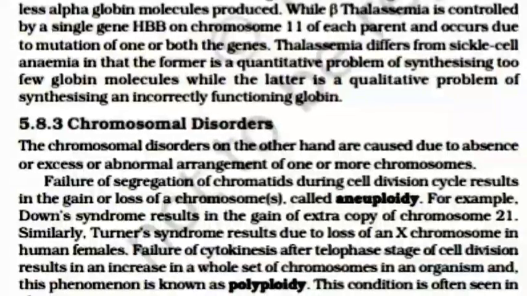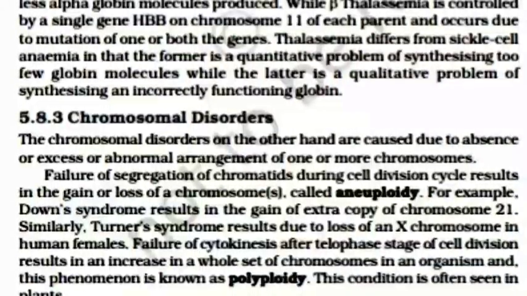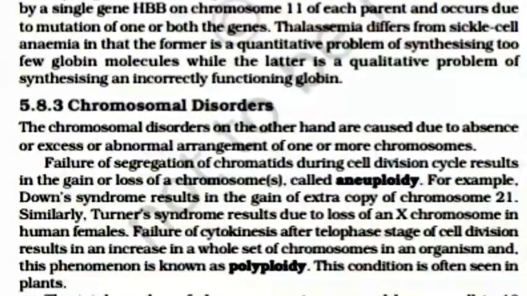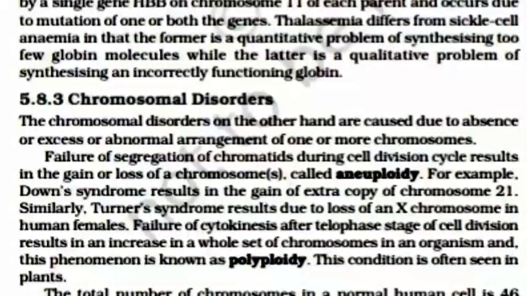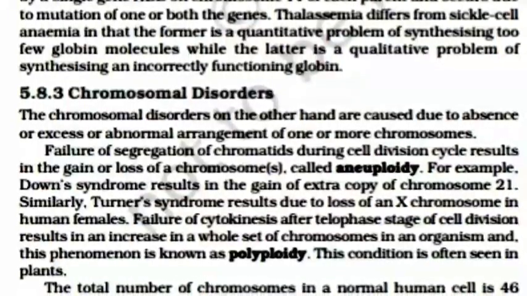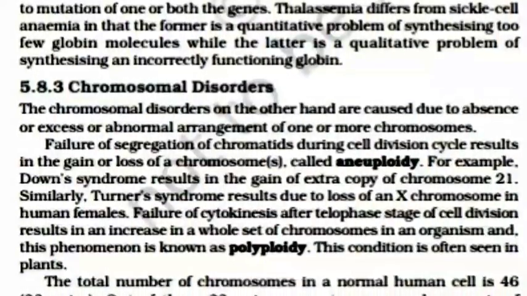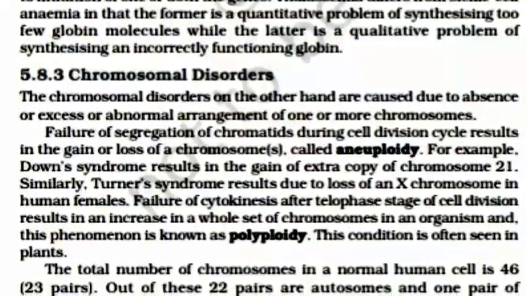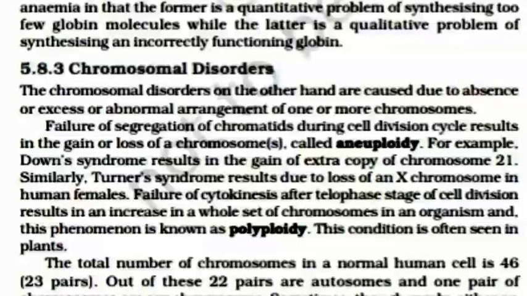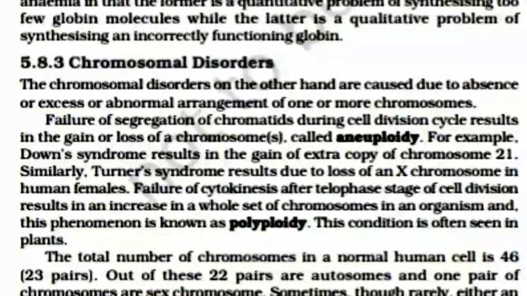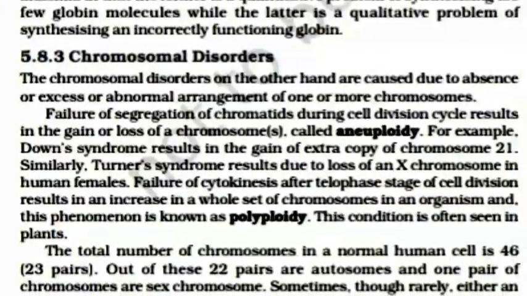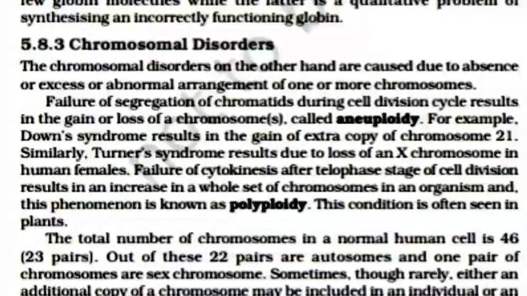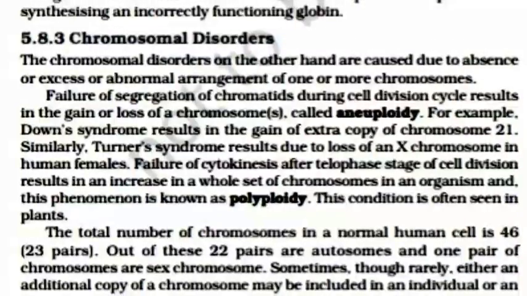Chromosomal disorder. Chromosomal disorders, on the other hand, are caused due to absence or excess or abnormal arrangement of one or more chromosomes. Failure of segregation of chromatids during the cell division cycle results in the gain or loss of a chromosome, called aneuploidy. For example, Down syndrome results in the gain of an extra copy of chromosome 21. Similarly, Turner syndrome results due to loss of an X chromosome in human females.